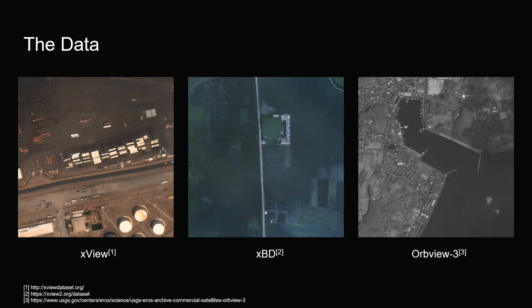And so the ground truth masks and input images are generated from 3 publicly available datasets: xView, xBD, and OrbView-3, which are varied but relatively high resolution satellite imagery datasets.